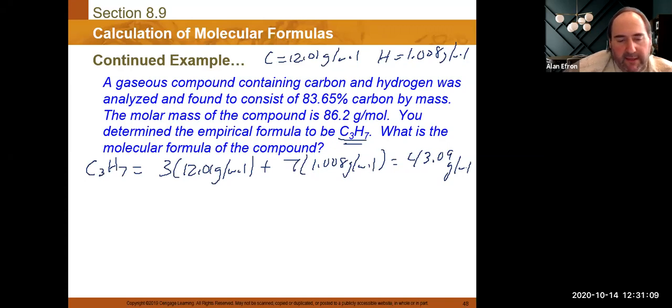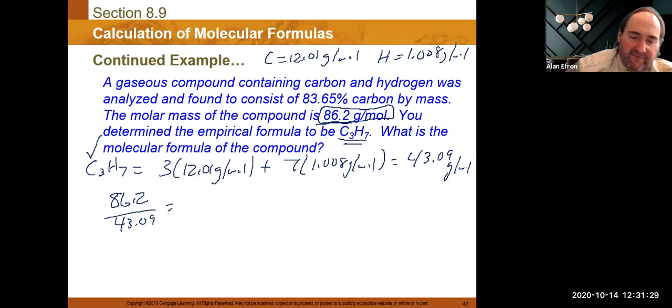So now that we have the molar mass of the empirical formula, as mentioned before, in these problems, you will be given the actual molar mass of the compound, which is 86.2. To find the molecular formula, we're going to divide those two numbers. So 86.2, we're going to divide it by 43.09. Again, that should give us the factor to multiply the empirical formula by. And in this particular case, that factor is a 2, which means we will take our empirical formula and multiply it by 2. That gives us C6H14.